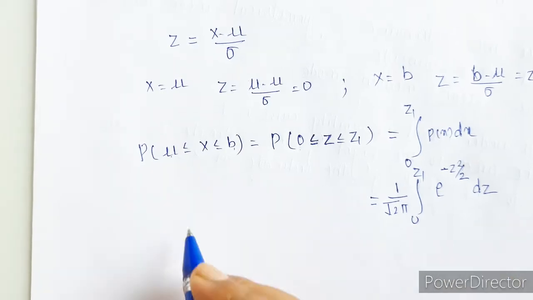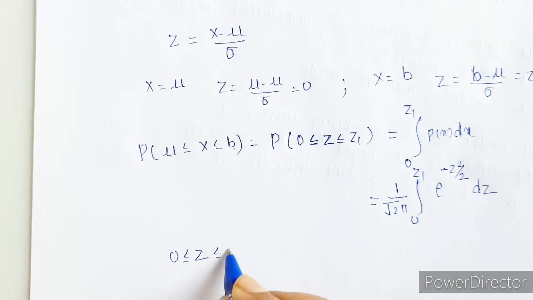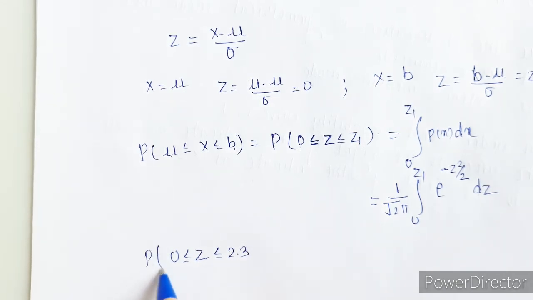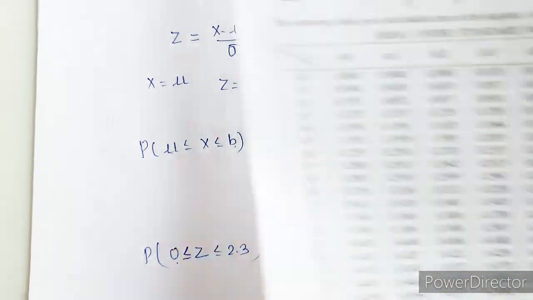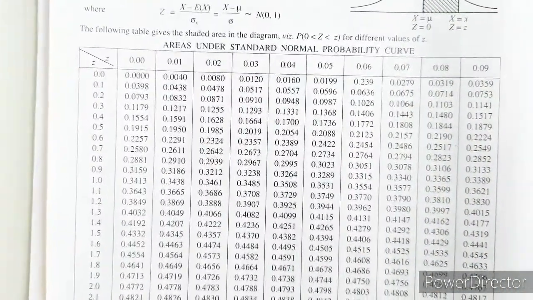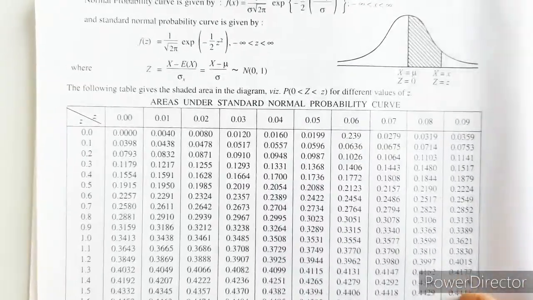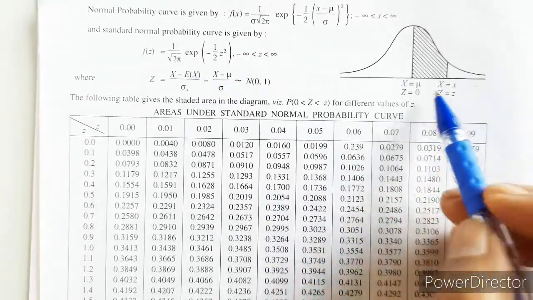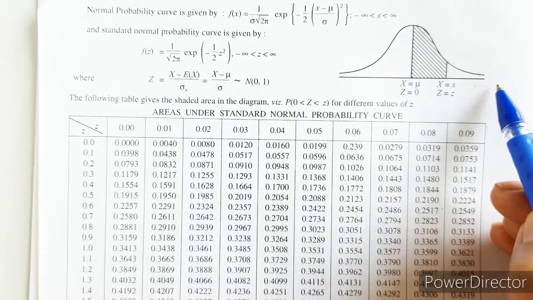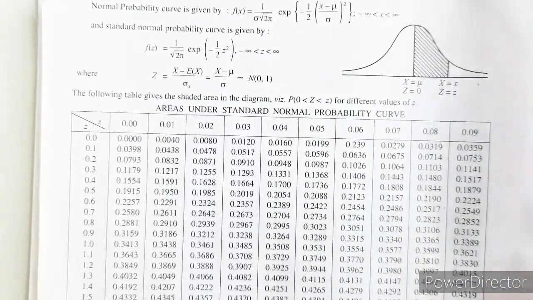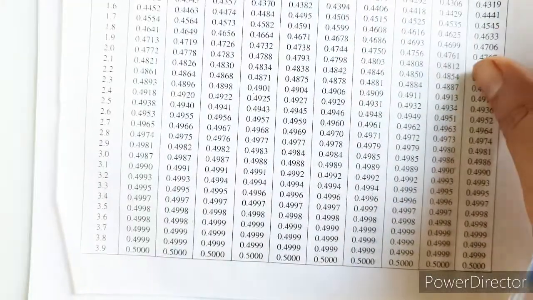Now suppose our random variate z is varying from 0 to, say, 2.3, and we need to find the area under this curve from 0 to 2.3. This is the table for the area under this curve. The table is given only for the right-hand side, from 0 till this point. So basically, here we have the area only till 3.9.